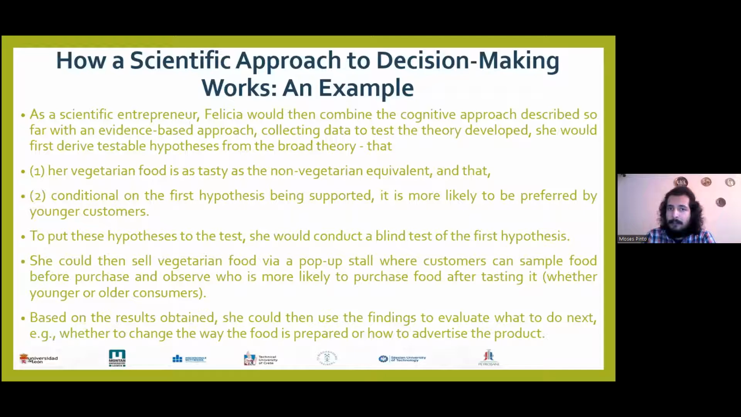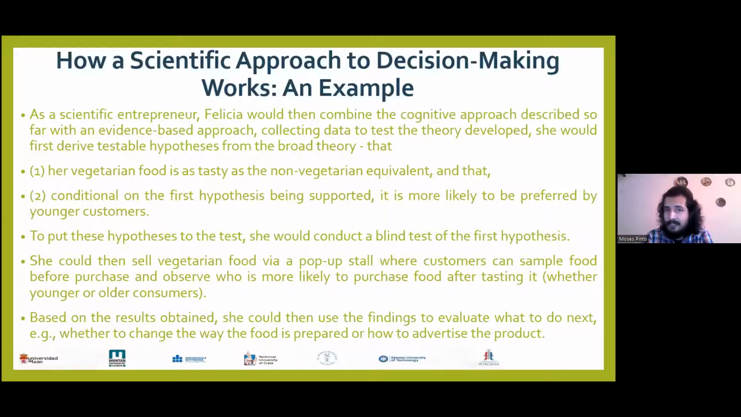To put these hypotheses to test, Felicia would then conduct a blind test of the first hypothesis. She could sell her vegetarian food via pop-up stalls where customers can sample her food before purchase, and observe through data collection who was more likely to purchase food after tasting it, whether the younger or the older customers. Based on the results obtained, she could then use these findings to evaluate what to do next. That is, for instance, whether to change the way the food is prepared or how to advertise the product.